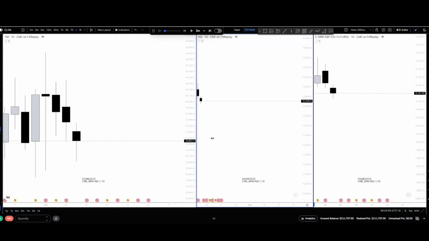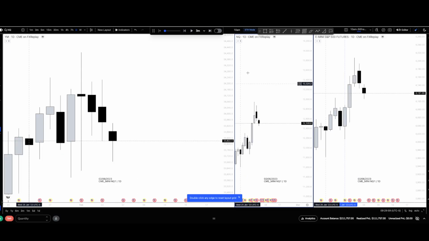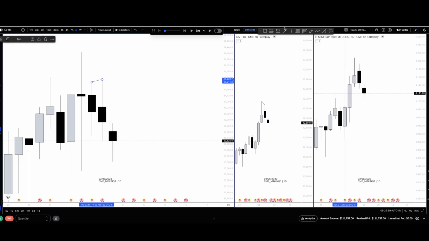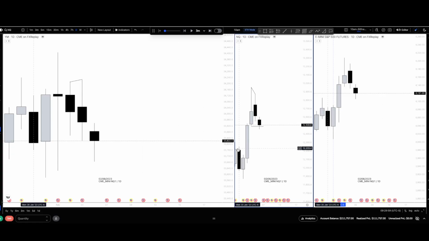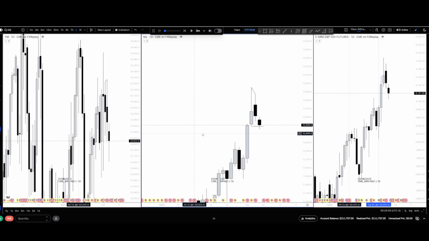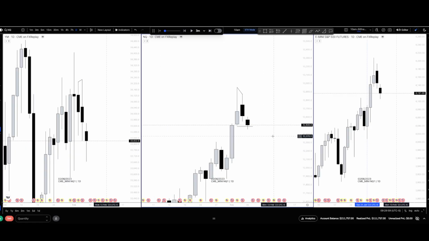Taking a look here, we are compressing back down to the downside. Previous day, there is SMT, as YM does sweep out this high, NQ does not. We are trading down lower into internal range liquidity now. It's really showing me that YM is not really on the same page as NQ and ES now.